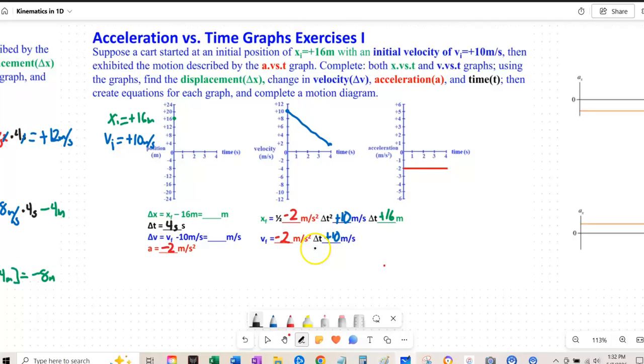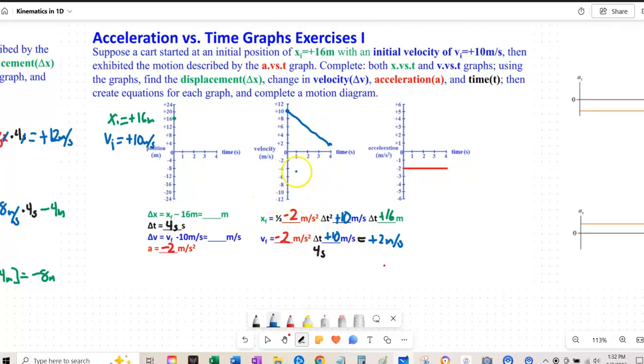Let's multiply in here 4 seconds. So this is going to be 4 seconds times -2, which is going to be -8, plus 10. So that's going to be a positive 2 meters per second. So it works. Awesome. All right.